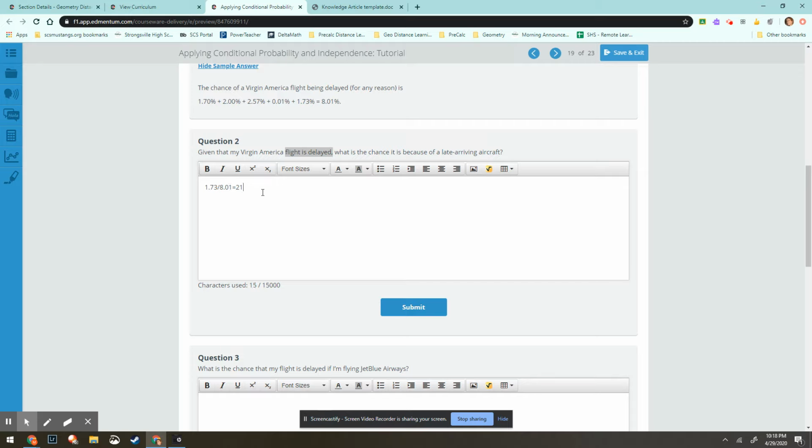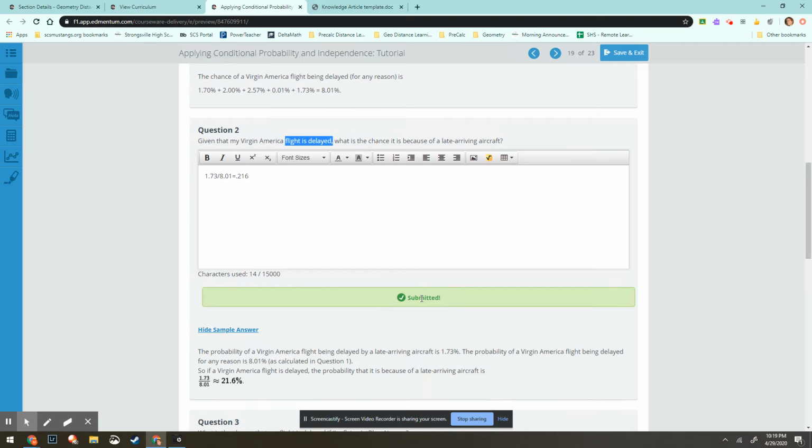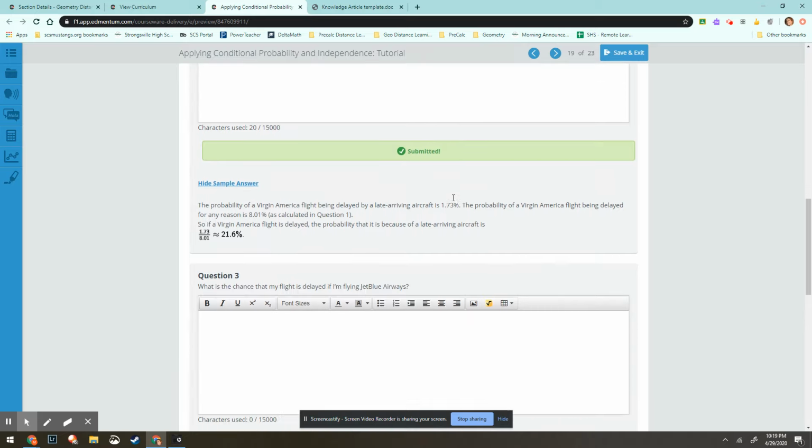I think you actually get 0.21, which if you write that as a percent, is 21.6%. Okay. So that is one of those examples of a conditional probability we need to pay attention to.